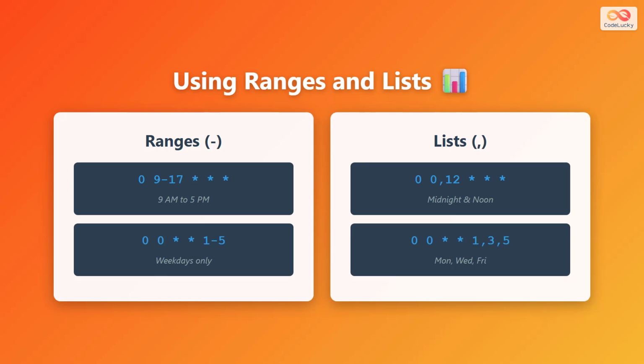Ranges and lists give you precise control over when jobs execute. Using a hyphen for ranges, 0 9-17 * * * runs every hour from 9 a.m. to 5 p.m. 0 0 * * 1-5 runs at midnight on weekdays only, from Monday through Friday. For lists using commas, 0 0,12 * * * runs at both midnight and noon. And 0 0 * * 1,3,5 runs at midnight on Monday, Wednesday, and Friday only.